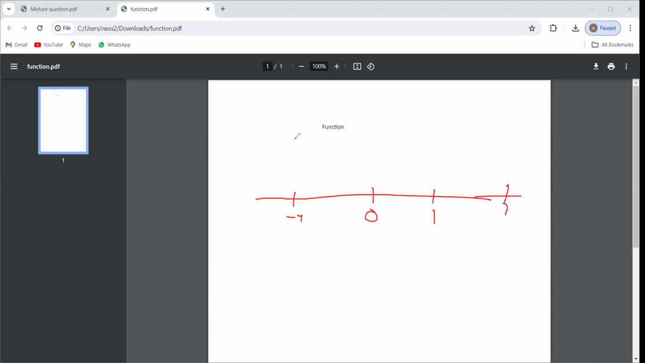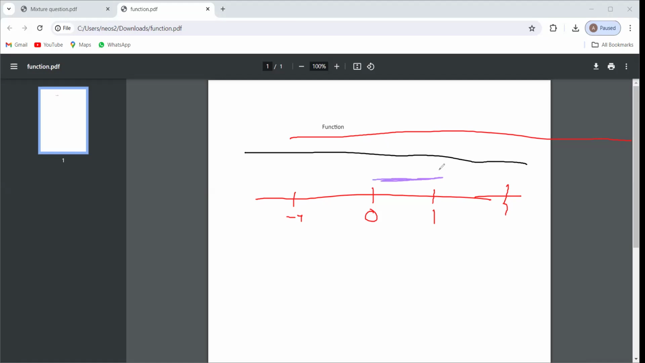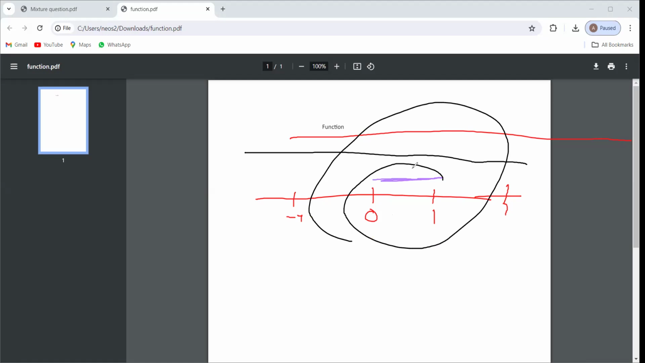Now one is telling that x is greater than -4, right? The second one says x is less than or equal to 4. The third one is telling that x is greater than or equal to 0 but less than 1, right? So what is the common value in all these three? This one, 0 to 1. So what will be the answer? 0 to 1.